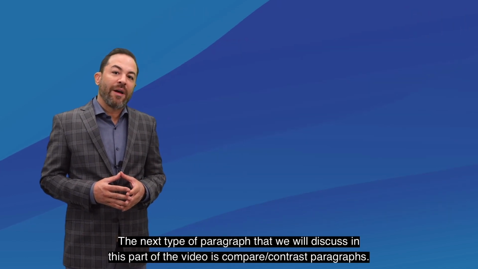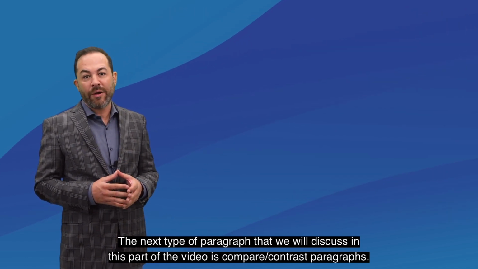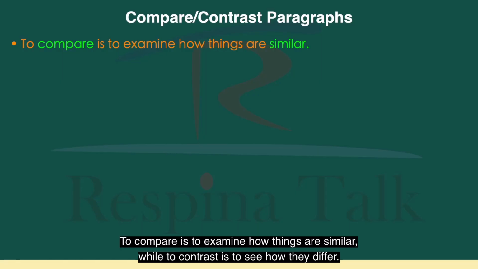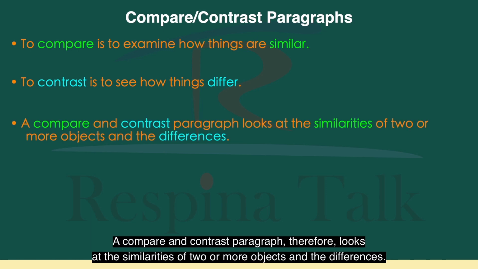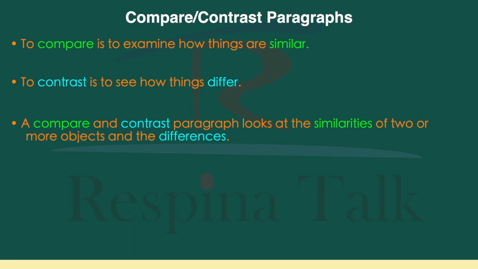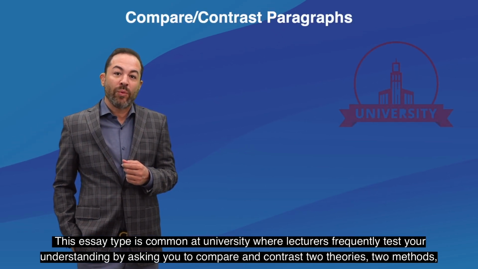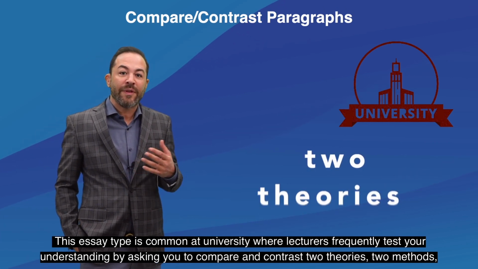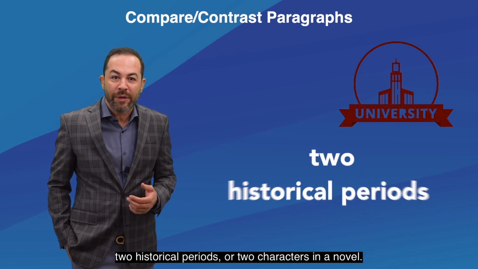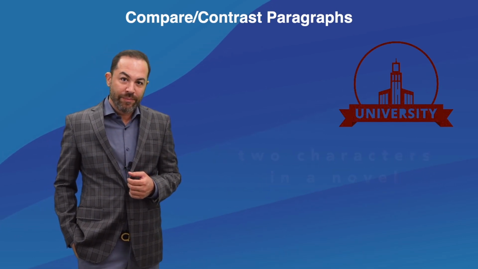The next type of paragraph that we will discuss in this part of the video is compare-contrast paragraphs. To compare is to examine how things are similar, while to contrast is to see how they differ. A compare-contrast paragraph, therefore, looks at the similarities and the differences of two or more objects. This essay type is common at university, where lecturers frequently test your understanding by asking you to compare and contrast two theories, two methods, two historical periods, or two characters in a novel.